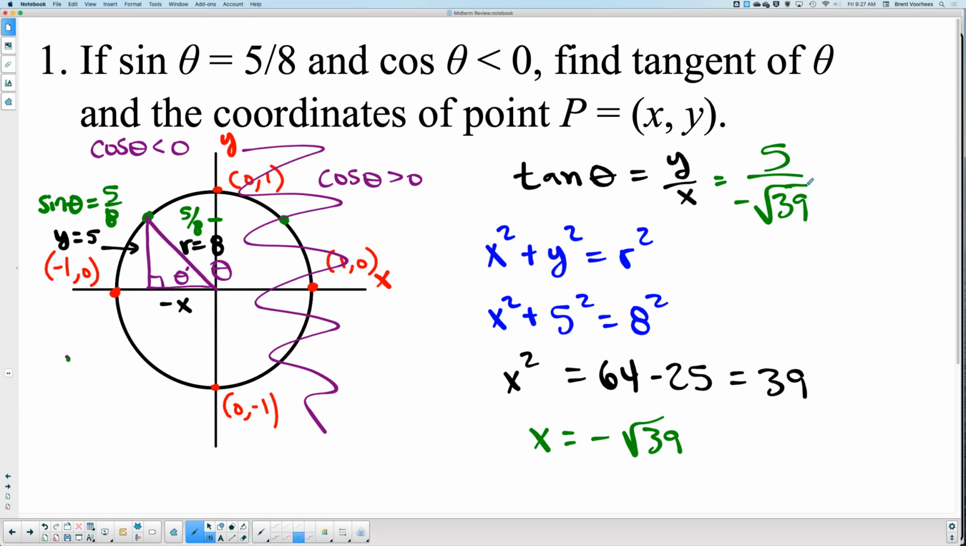What I just did there is we found x. I'm going to go ahead and circle that, even though it's not the final answer. We found x. I'm plugging it in to find tangent. Can I leave a square root in the denominator? No. What do we got to do with the square root?